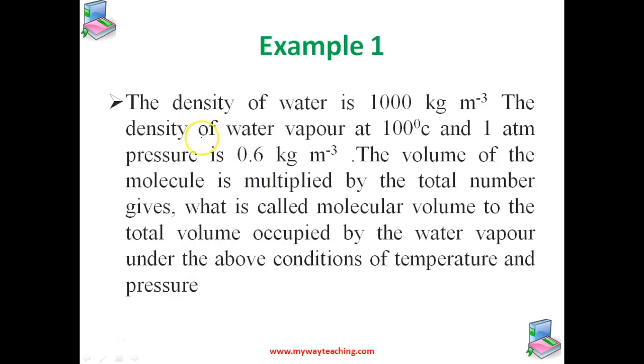Now let us see a few examples. So the first example is: the density of water is 1000 kg per meter cube. The density of water vapor at 100 degrees Celsius and 1 atmospheric pressure is 0.6 kg per meter cube. The volume of the molecule is multiplied by the total number and it gives what is called molecular volume, to the total volume occupied by the water vapor under the above conditions of temperature and pressure.